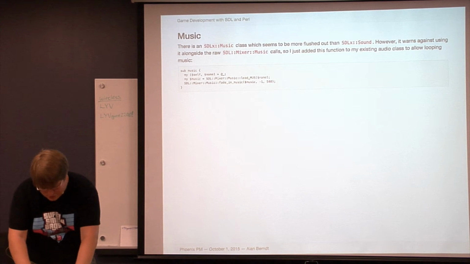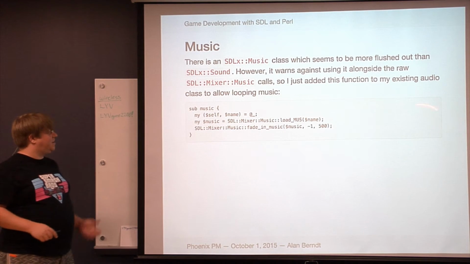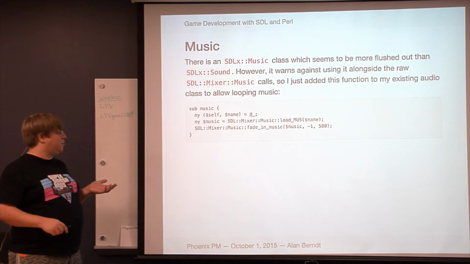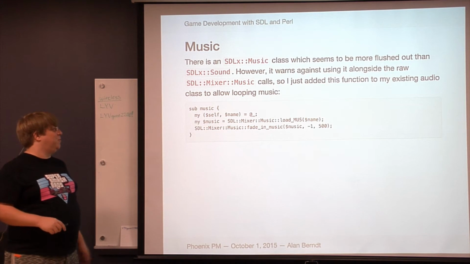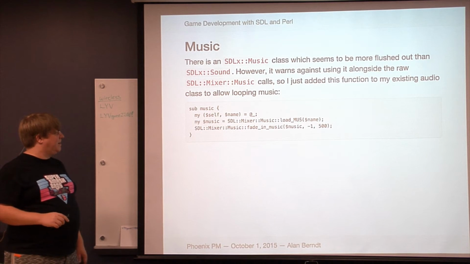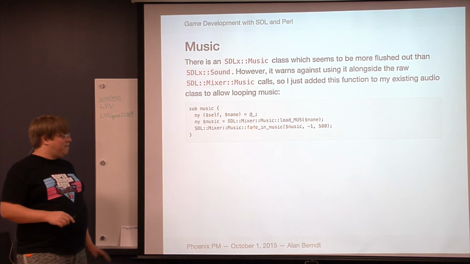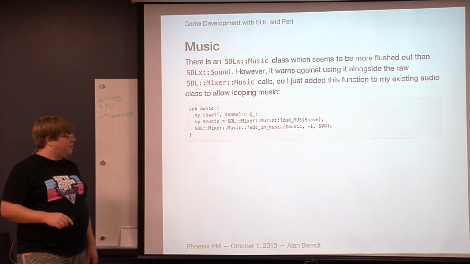And then, of course, we need music for our game. There was an SDLX music class, and it seemed really great, but it didn't work if you were using the raw mixer calls. It would conflict with it and be bad times. So we added this very simple music method, which you tell it the name of a file, and it just starts playing that file over and over. To make it fancy, we're going to use this fade-in music, which you give a music chunk, which you get from this load muzz.